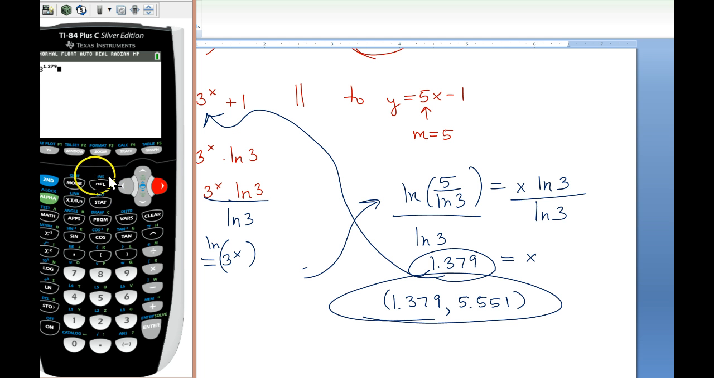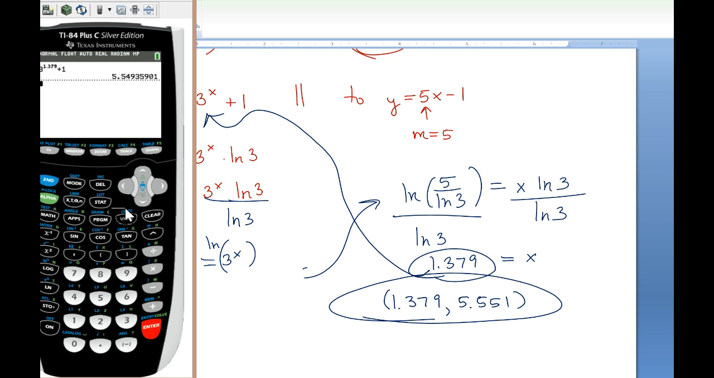Does it give you close? Close-ish, like 5.50, or 5.49. It's a little bit off because I rounded it to two hundredths.